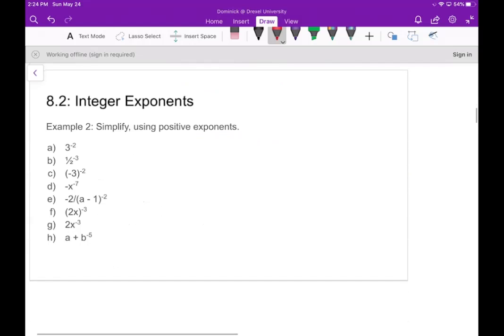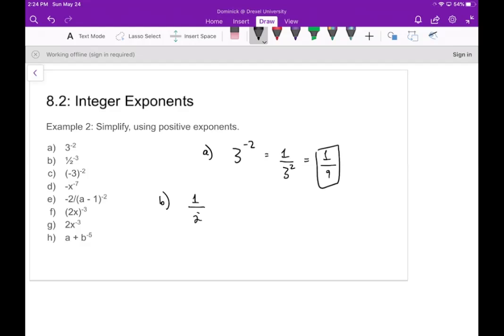Okay, let's do some examples that involve negative exponents. In part A, we have 3 to the negative 2. We saw from before that if we have something in the numerator, that's going to go to the denominator and then become positive. So this is 1 over 3 squared, which is 1 over 9. In part B, we have 1 over 2 to the negative third. Since it's in the denominator, this is going to come up top. We're going to get 2 to the third, and that's just equal to 8.